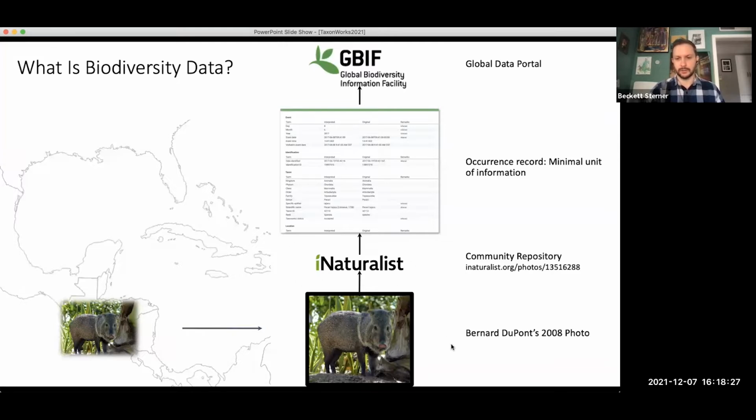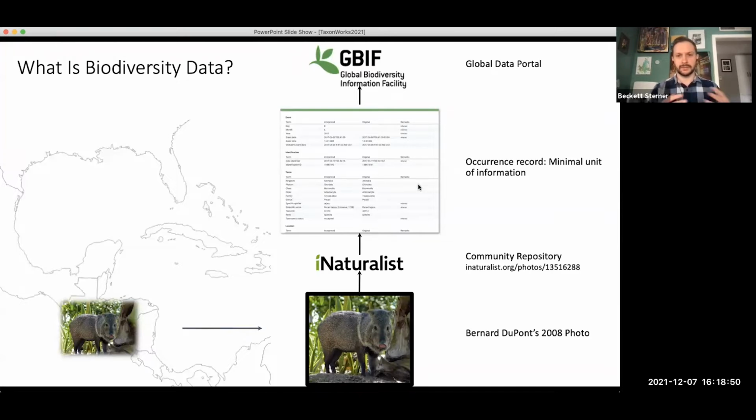And this is in fact Bernard Dupont's photo in 2008 that he took. And you can see that record here on iNaturalist's website. It's not readable, but it's got a whole bunch of different fields associated with it. What is the species name? Where was it taken? What time was it? Anything else that was noted about the javelina?